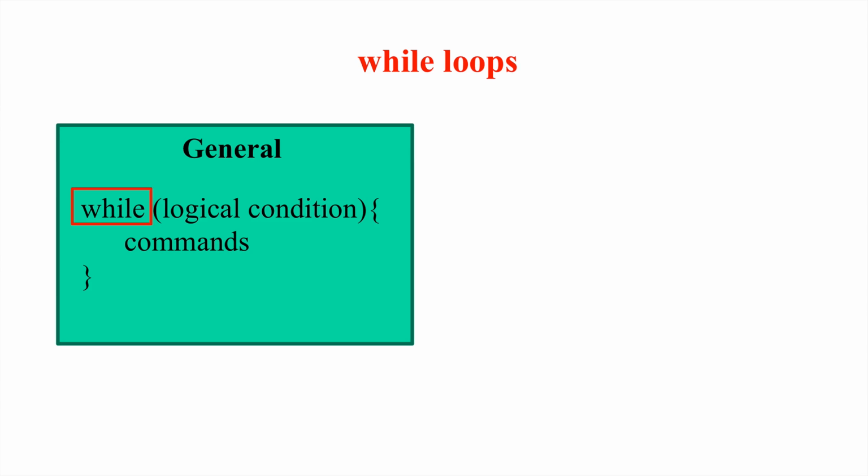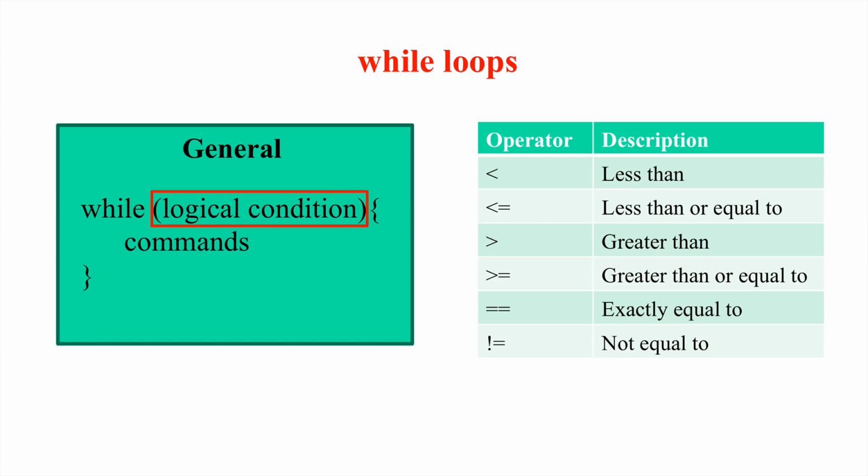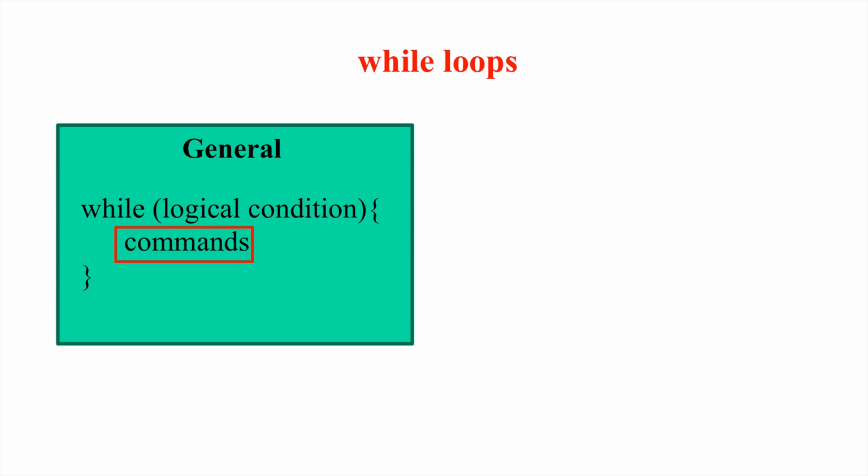So we have the word while. Then we specify a logical condition inside of these round brackets using some of the conditional operators that we looked at in a previous video. And finally, we have commands inside of our curly brackets. And these commands will be executed repeatedly in order of appearance while the specified condition holds true.